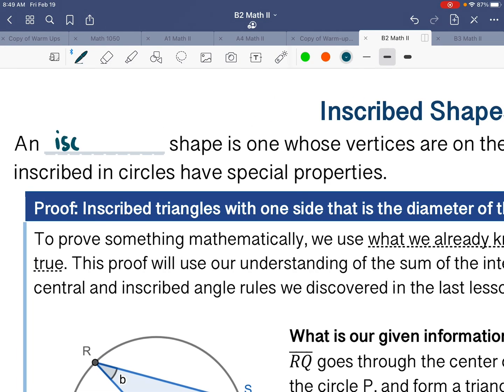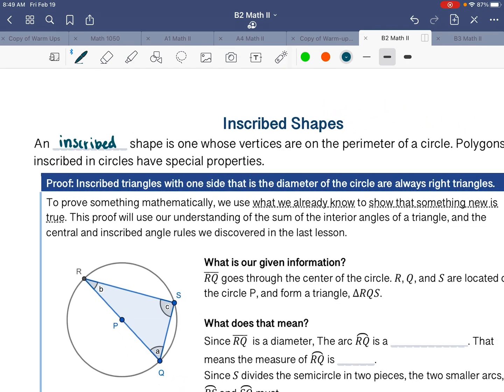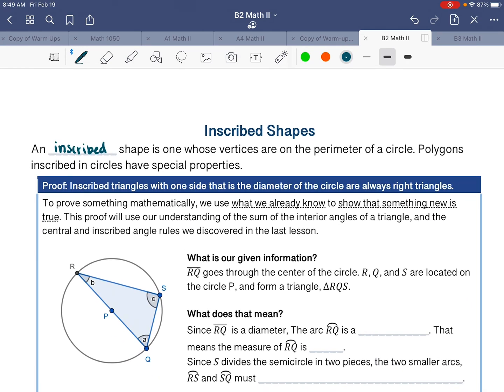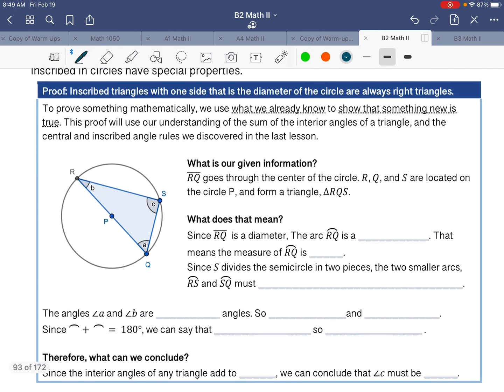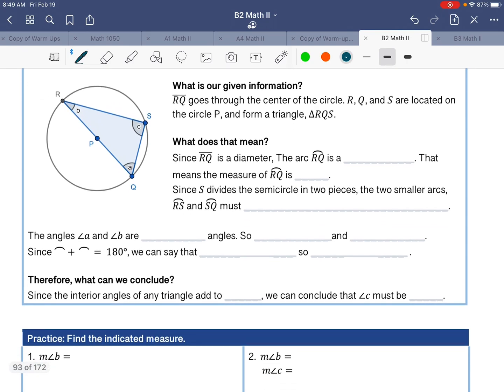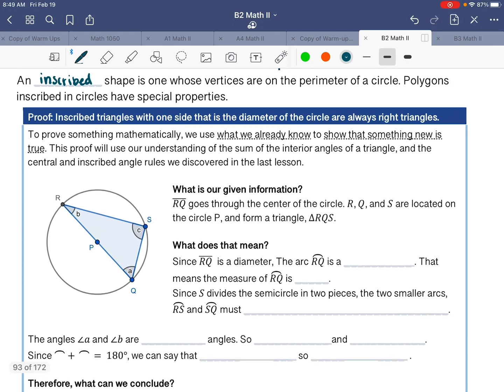So an inscribed shape, that is not how you spell inscribed, an inscribed shape is one whose vertices are on the perimeter of a circle. So polygons inscribed in circles have special properties. Inscribed shapes just have all of their corners on the edges of a circle. They're just inside of a circle. We're going to talk about this proof really quickly.